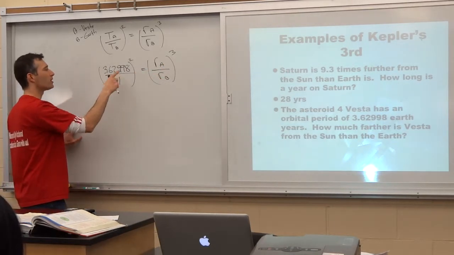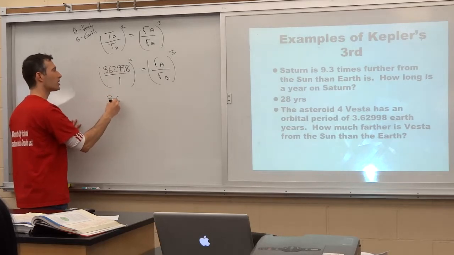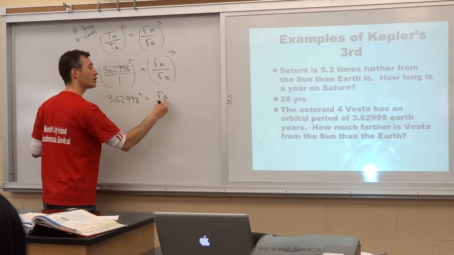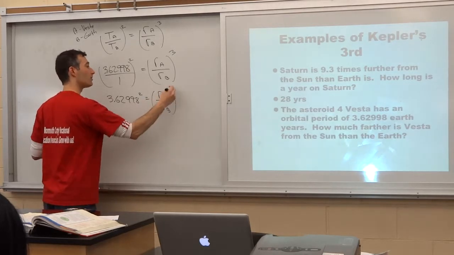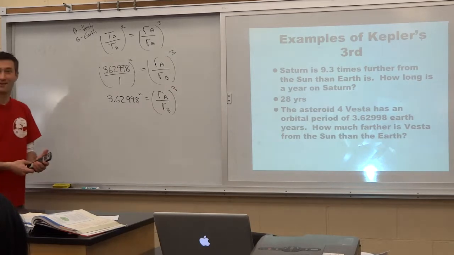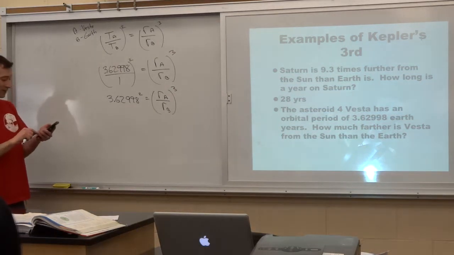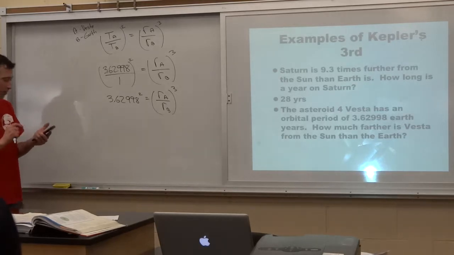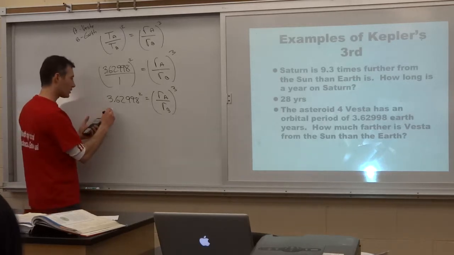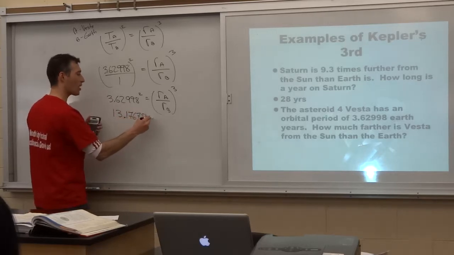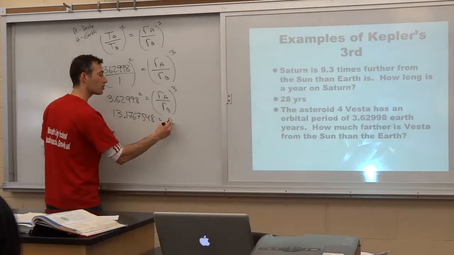All right, so let's see, what am I going to do? I can get rid of this denominator and just say 3.62998 squared equals the ratio I want to find cubed. What do we get to do? Come on, what is it? Cube root, come on, so exciting, we haven't done that yet. So 3.62998 squared. I have a square button, I can do that. I get 13.1767548 equals the ratio I'm looking for cubed.